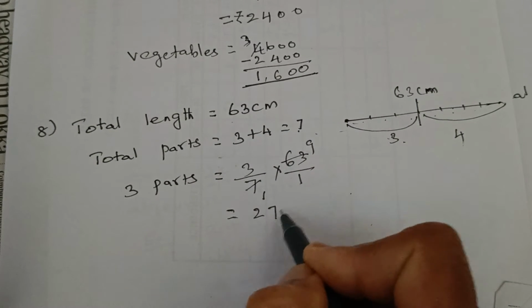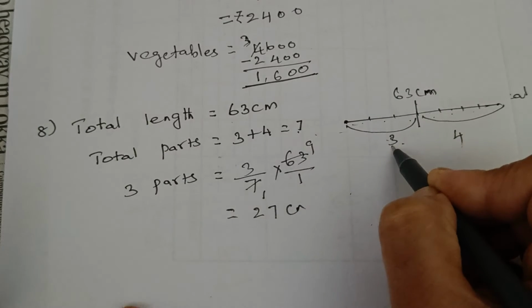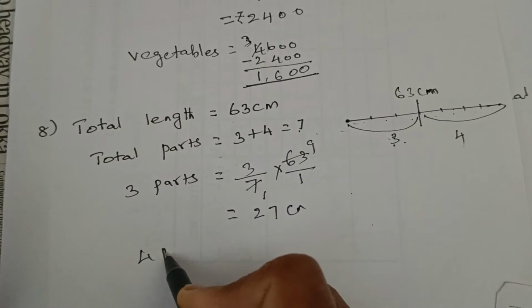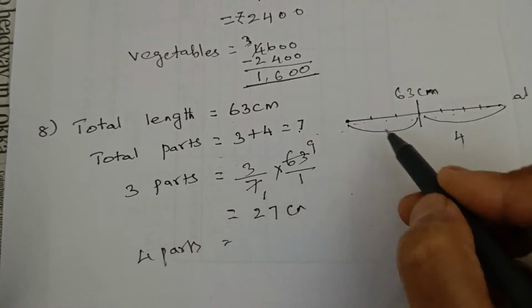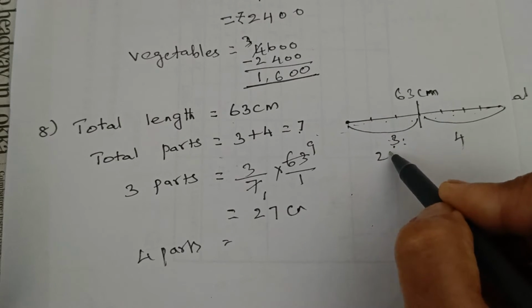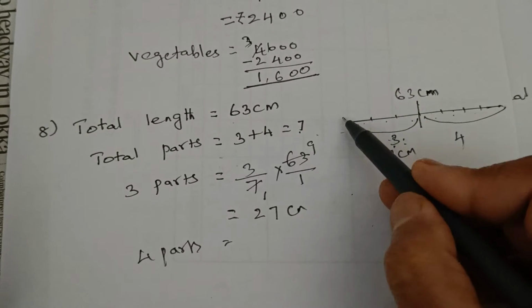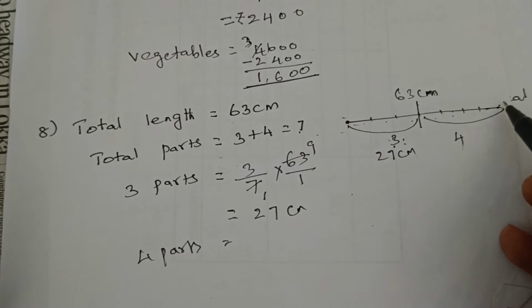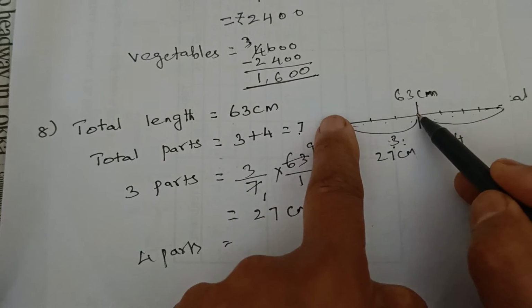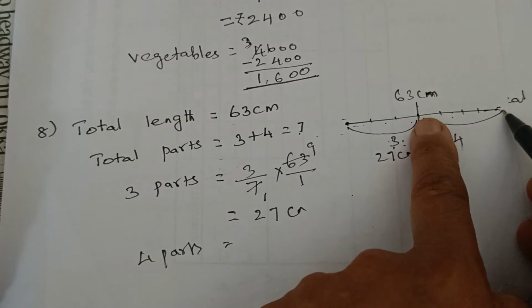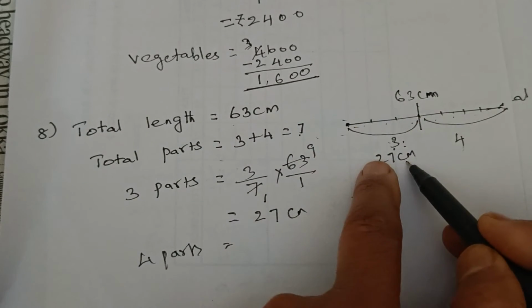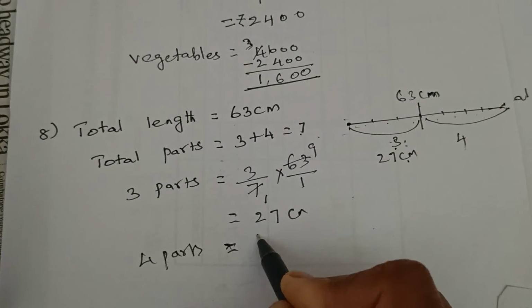So 3 nines are 27 centimeter is the first part. So what is the second one now? How to find? From here to here, this is 27 centimeter and the total is 63. The total is 63, till here 27. So what is the leftover?